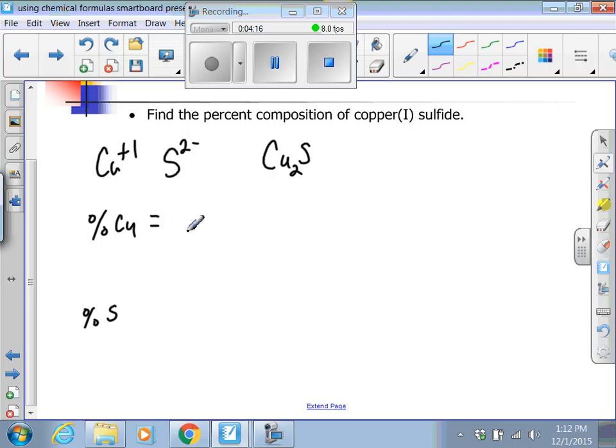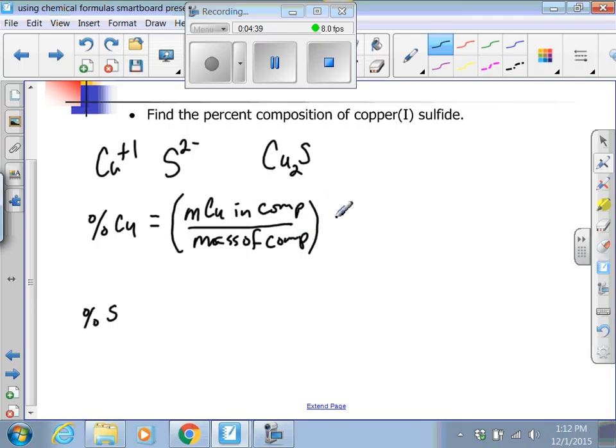To get this, if we want to know the percentage of copper in the compound by mass, we need to know the mass of copper in the compound divided by the total mass of the compound. And then what do we do to this to convert it to a percentage? Multiply by 100. Because really what a percentage is, you could call it parts per 100. It's the number of parts of copper per 100 parts of copper(I) sulfide.